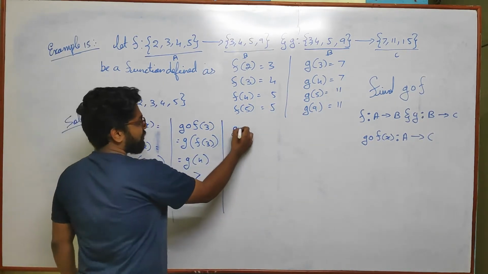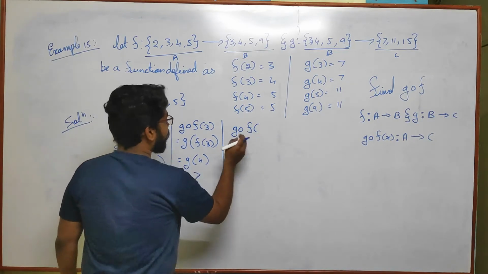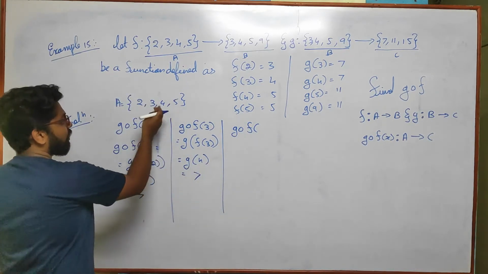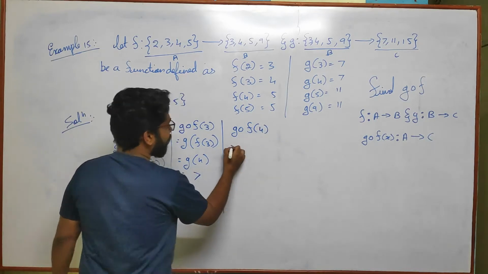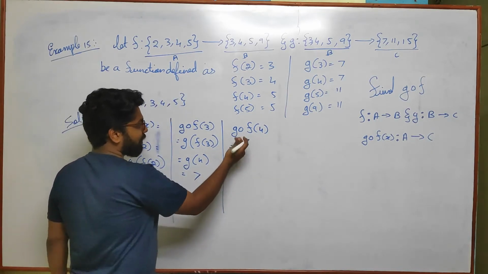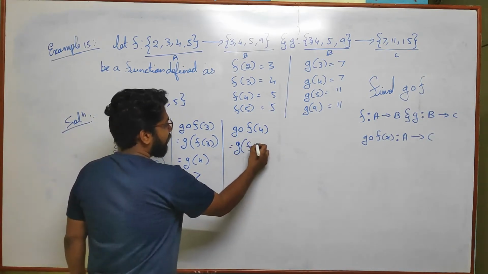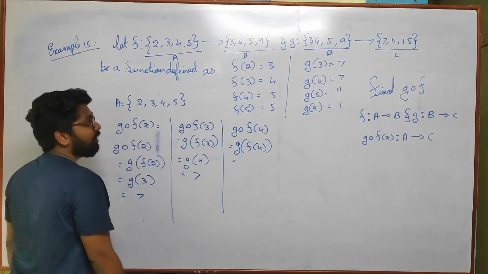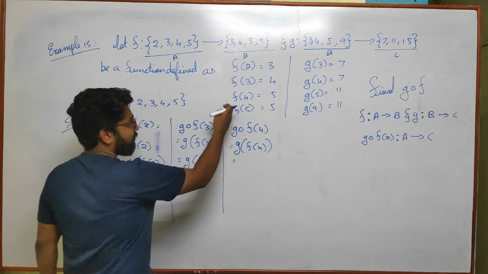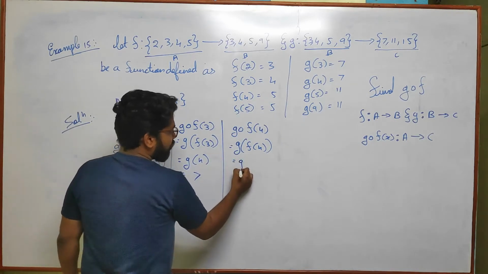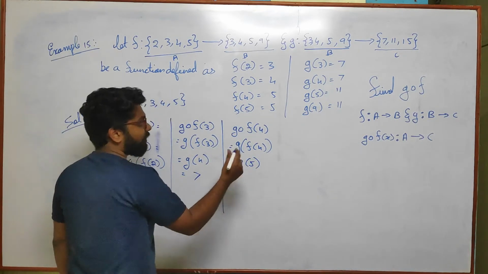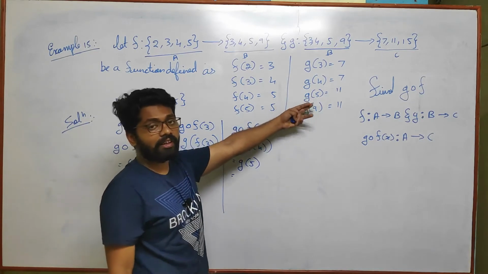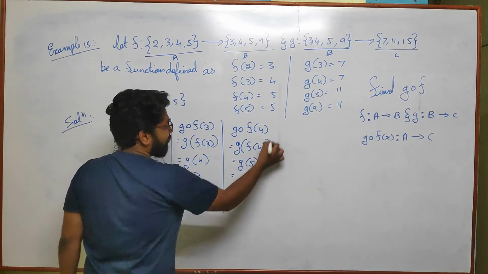So let us substitute the next one. gof of 4 we are going to substitute. Again the same thing, you split up this circle, giving you g of f of 4. If you observe from the column, f of 4 is nothing but 5. So g of 5, what is g of 5 from this vertical column? That is nothing but 11.